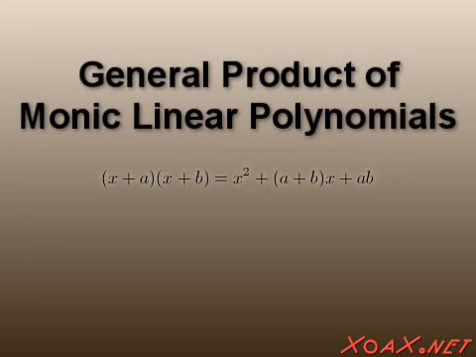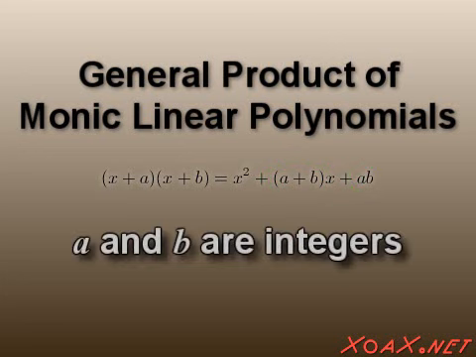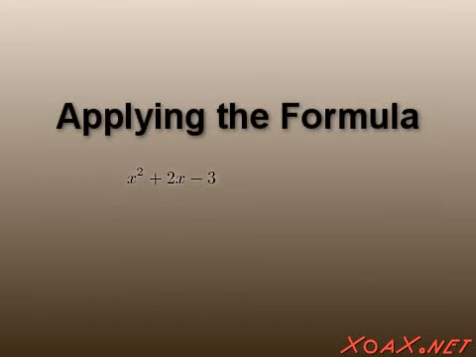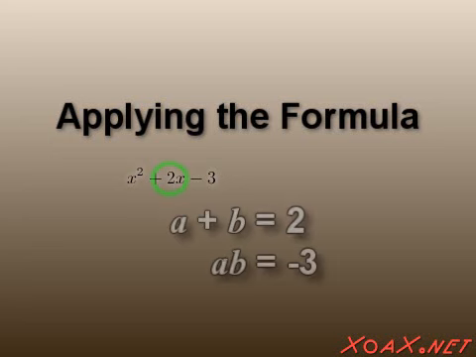So when we want to factor a polynomial, we can look for two numbers whose sum is the first-degree coefficient and whose product is the constant term. For polynomials with integer coefficients, a and b are integers. For example, to factor the previous polynomial x squared plus 2x minus 3, we would ask what two integers have a sum of 2 and a product of negative 3.